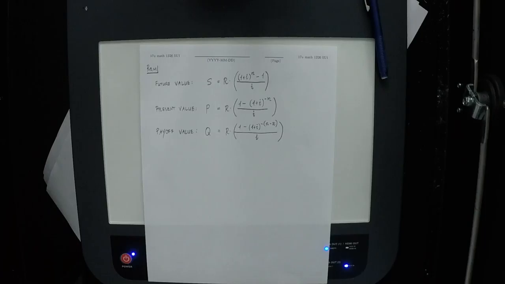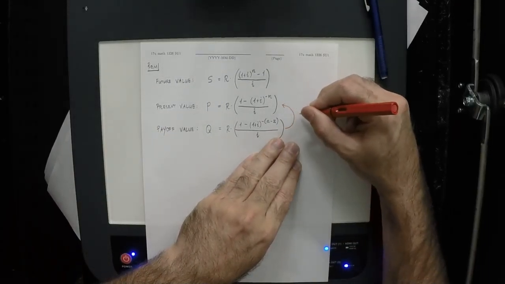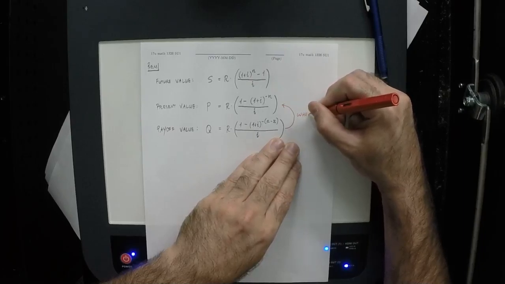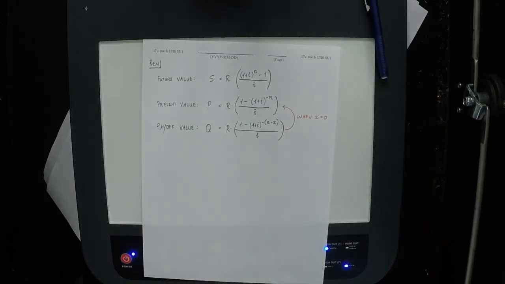So one thing that might help you memorize this formula is that you can get the P formula when x is 0. That is to say, the Q formula is the same as the P formula when x is 0. Because what that's saying is that, okay, suppose that I've made 0 payments. How much would it cost to pay off right now? That's the present value. Okay, so those are the three formulas.